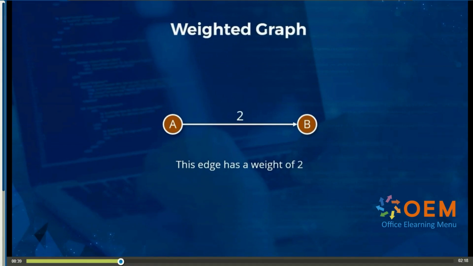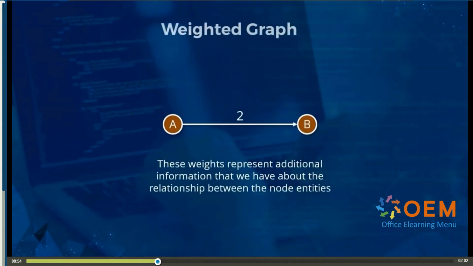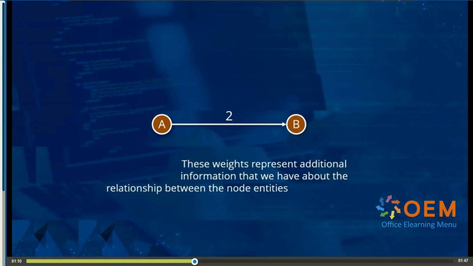Let's go back to looking at the simplest possible graph. We have two nodes here connected using a directed edge, and this edge has a weight of 2. The number representing the weight is generally placed close to the edge. The vertices in a graph represent entities, and the edges are used to model relationships. This is something that we have studied earlier. The weights associated with each relationship represent additional information that we have about that relationship.